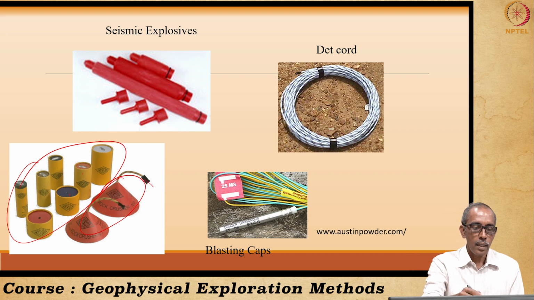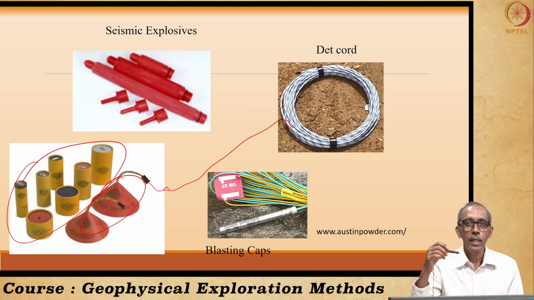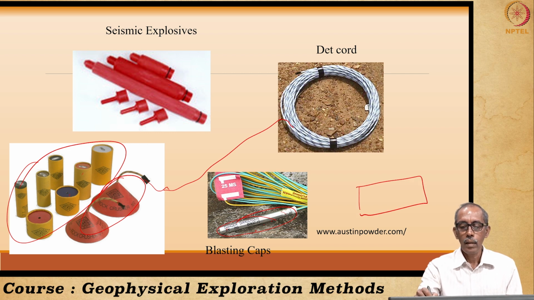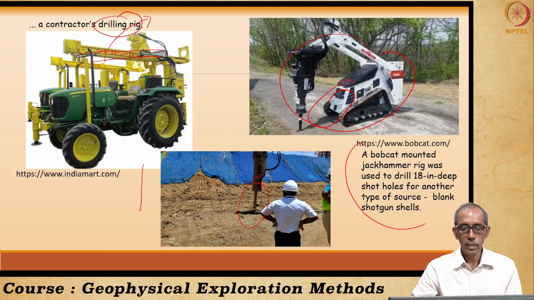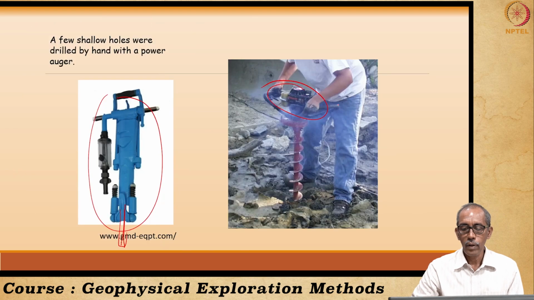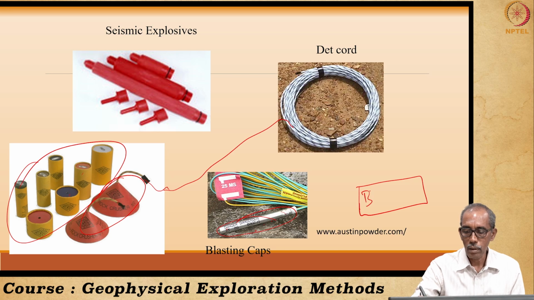This cap is connected to several detonating cords, which are nothing but wires, and you have what is known as a blasting cap. So this is the beginning. This is going to actually trigger the explosives. The other end of this cord will be connected to a blasting box, which we have seen here. One end of this will be connected to the blasting box.